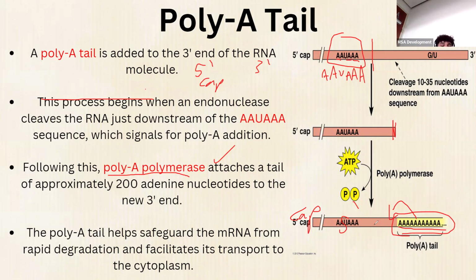Now, what is the function of the poly A tail? It helps safeguard the mRNA from rapid degradation and facilitates its transport to the cytoplasm. So it will make it more stable, and it will bring it from the nucleus into the cytoplasm. So we said we have 5' capping. Its function is as a ribosome binding site, and it makes the mRNA more stable. The poly A tail binds to the 3' region after the AAUAAA, and it will make it more stable, and it will transport it to the cytoplasm, okay?